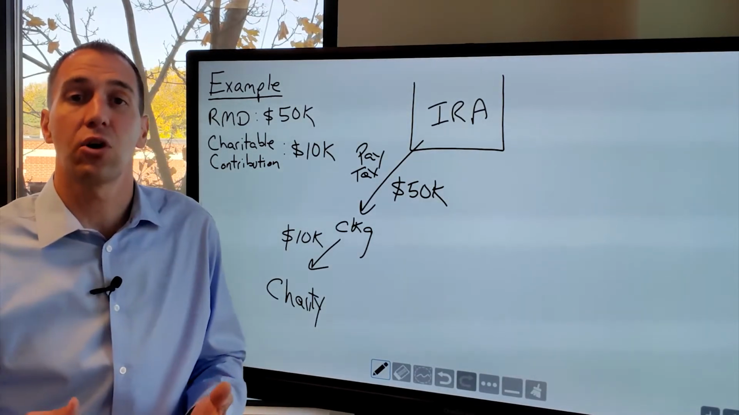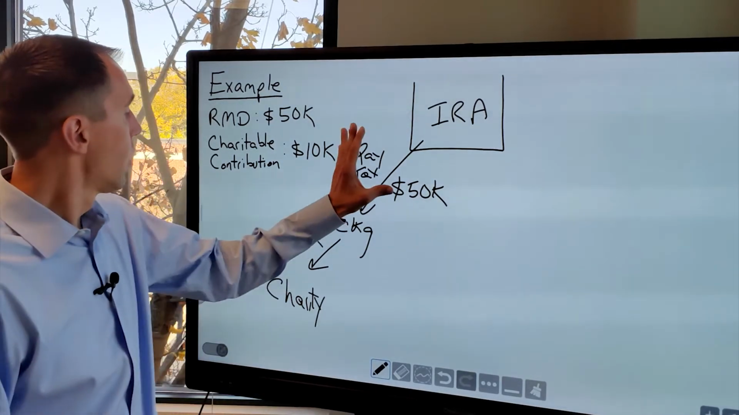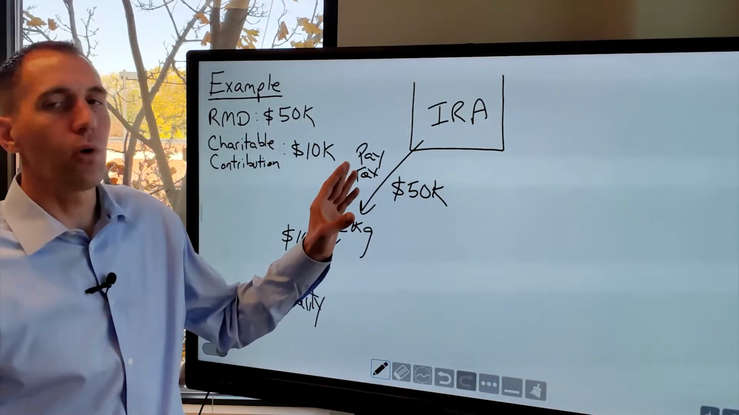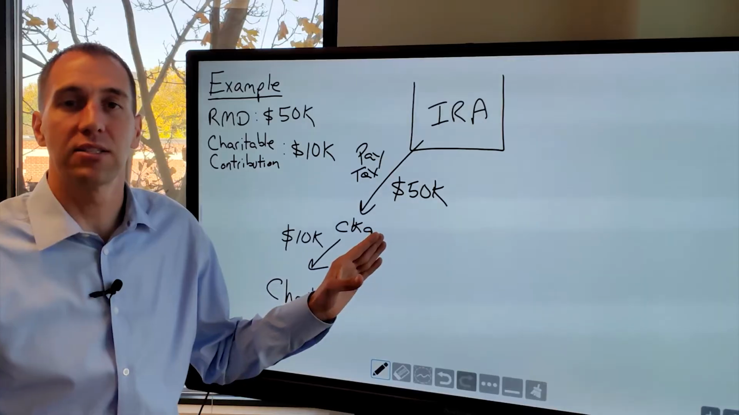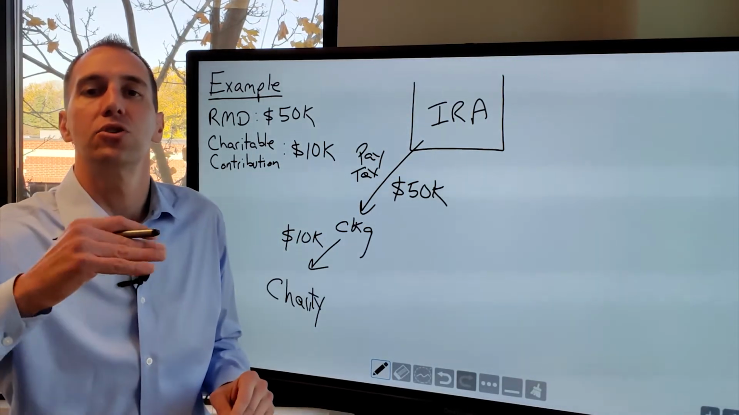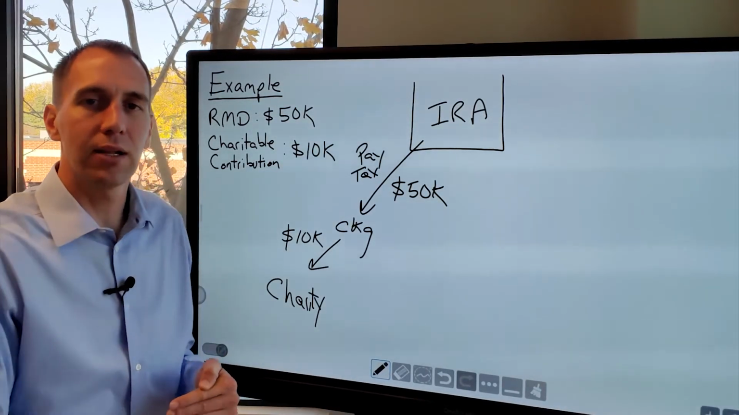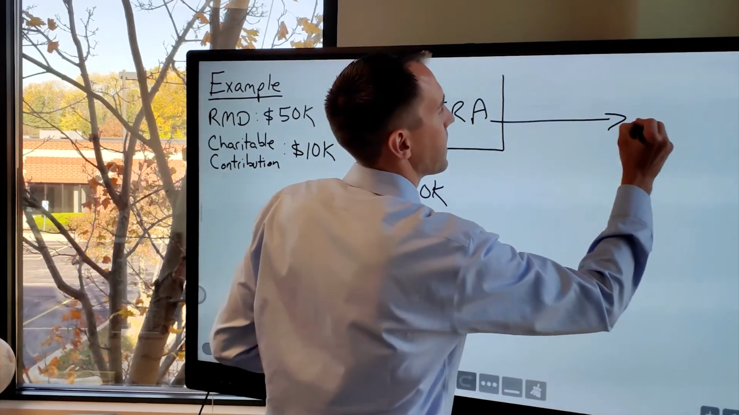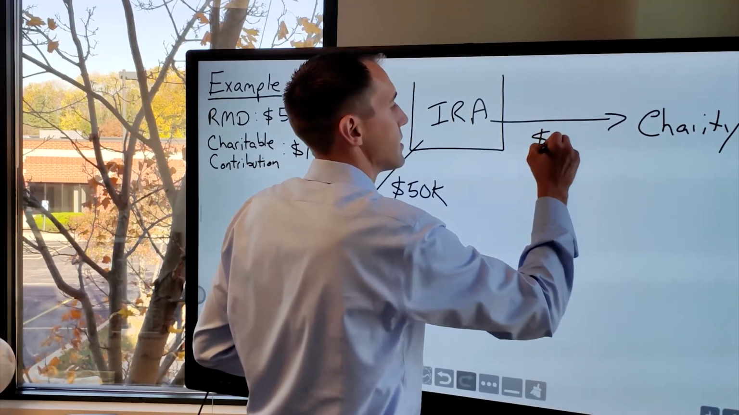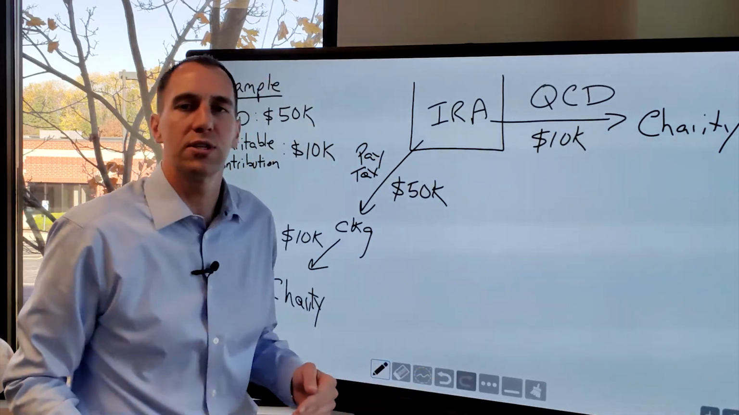Now, starting at age 72, when you have to take your required minimum distributions, there's another way to go about this, and it's called the Qualified Charitable Distribution, or QCD. So we're going to use the exact same numbers, we're just going to do things in a different fashion. So what if instead we use the QCD process, where you're giving money directly from your IRA to the charity? So instead of bringing it to your checking account first, you're going to give it directly to the charity. So from the IRA to the charity, the same $10,000, but instead we're using the QCD process.